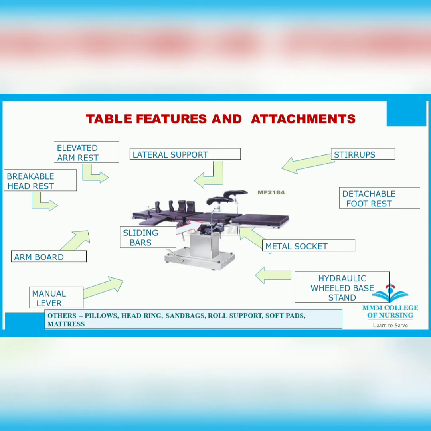Next, let's see the table features and attachments. One is elevated armrest, lateral support, stirrups, detachable footrest, metal socket, hydraulic wheel base stand, manual lever, an arm board, sliding bars, and breakable headrest. And other features and attachments: pillow, head ring, sandbags, roll supports, soft pads, mattress.